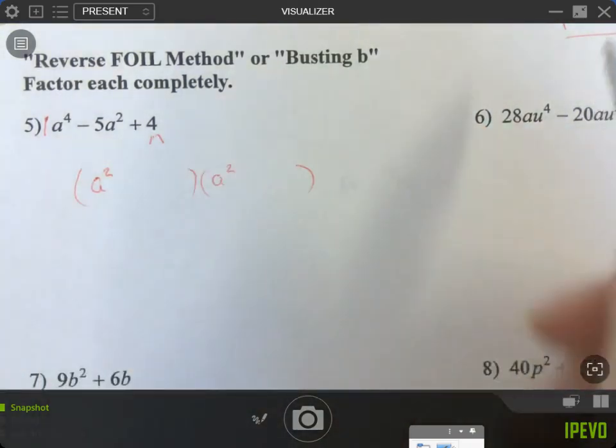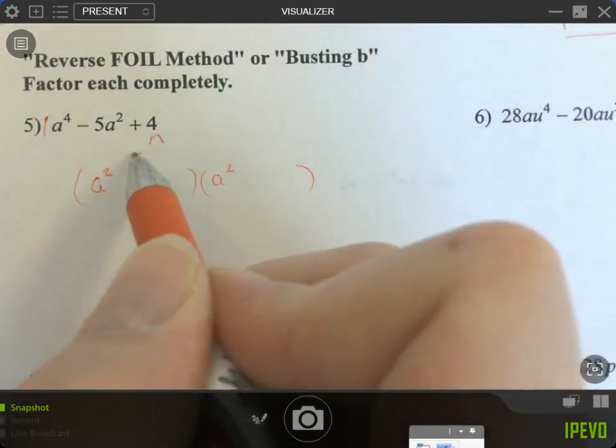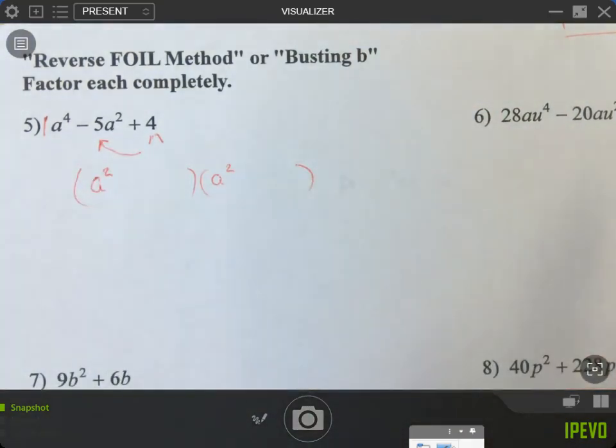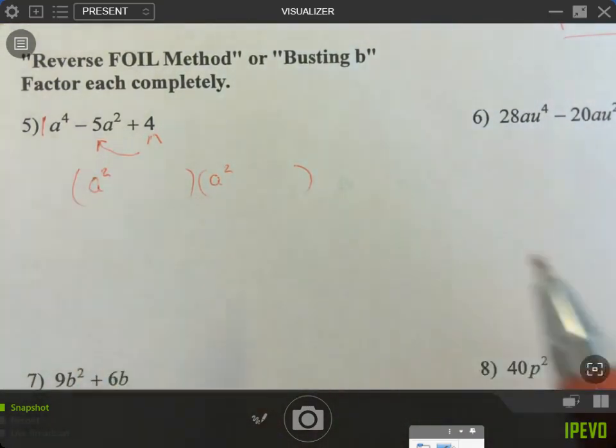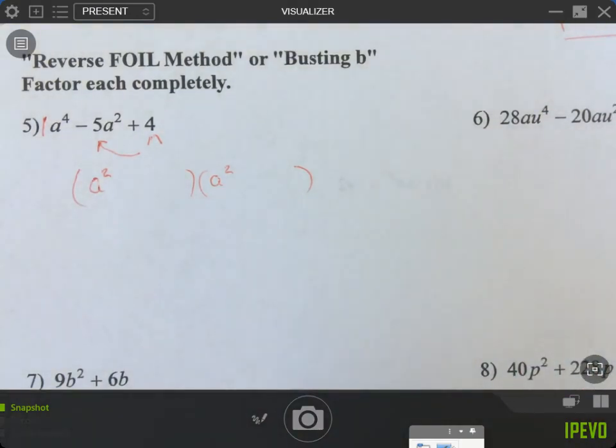And in this problem, because a is 1, you'll find factors of 4 that add up to a negative 5. So watch your signs on that. Always double check if you can factor further. If not, you are done.